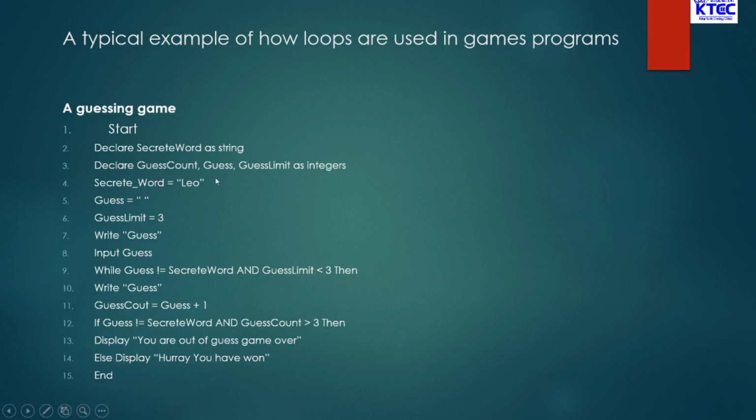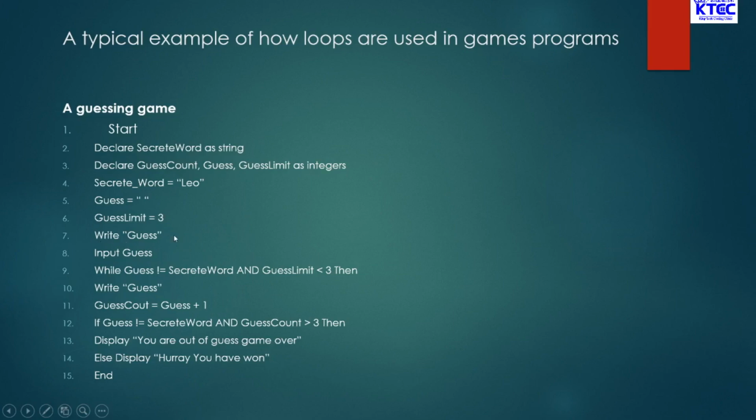So we are declaring guess counts and then guess limit as all integers. Now we are setting secret word is equal to Leo. That is the secret word we want the user to enter. So the guess is initially set to be an empty string because initially the user hasn't entered any guess yet. The guess limit here is what? 3. It means you have only 3 times to enter your guess. If it is up to 3, then you are done.